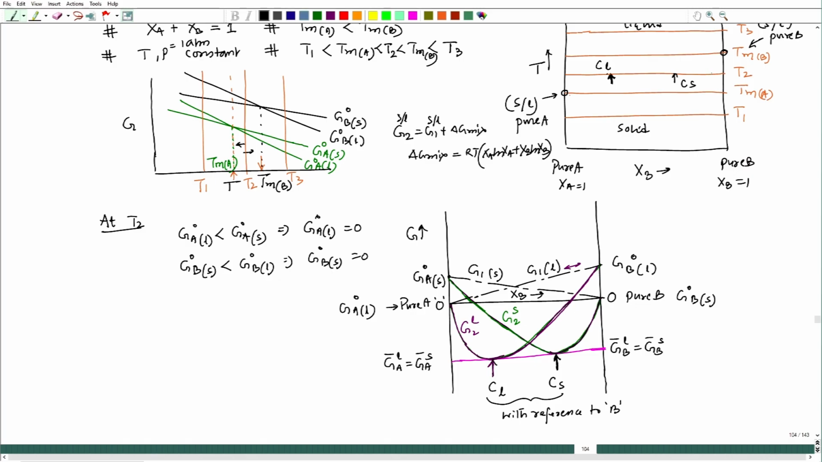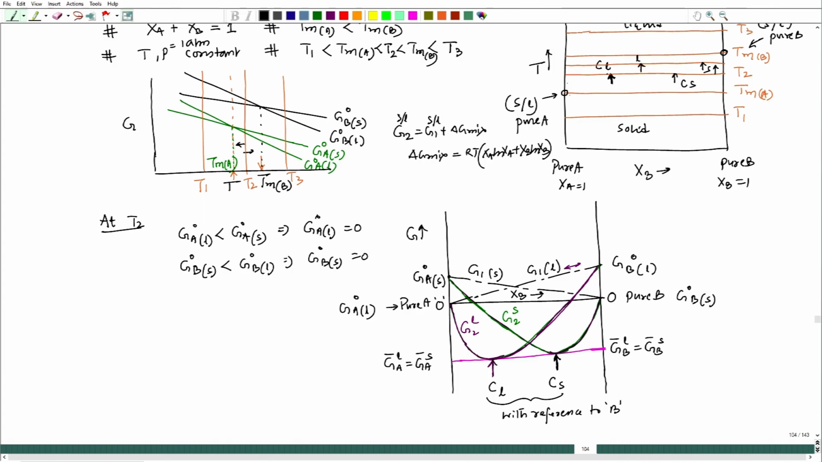If we go up with this temperature, let us say I reach another temperature here. This is another temperature. You will see that the liquid point would shift here, the solid point would shift here. Like that way the shift would happen. So, this will be all liquid points and this will be solid points.